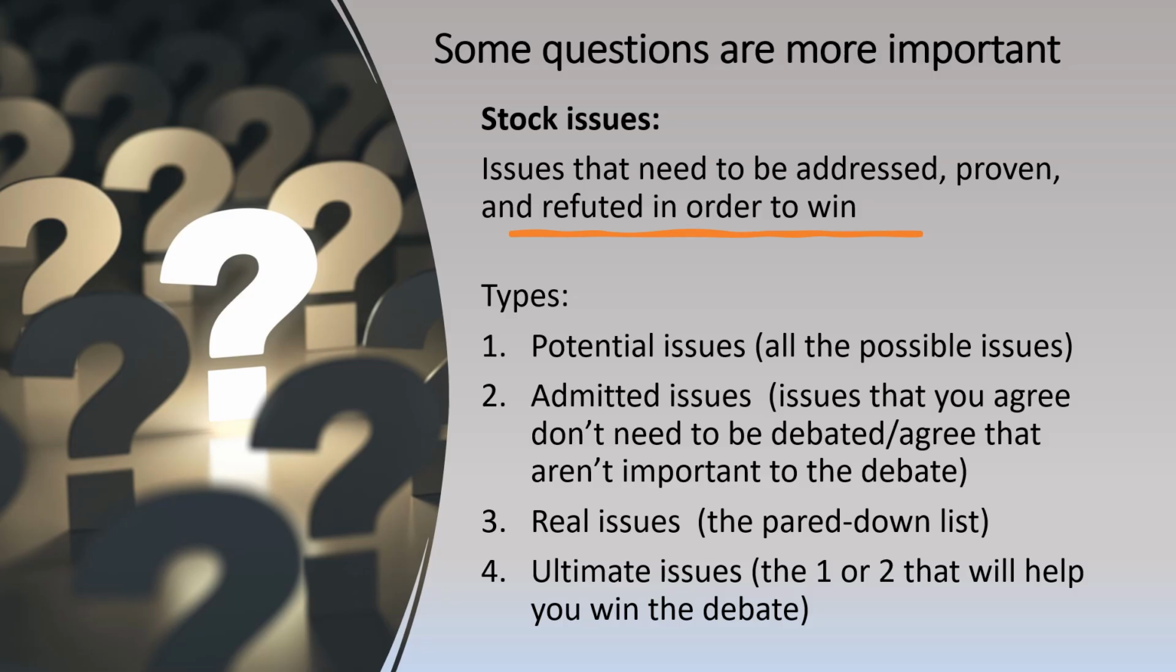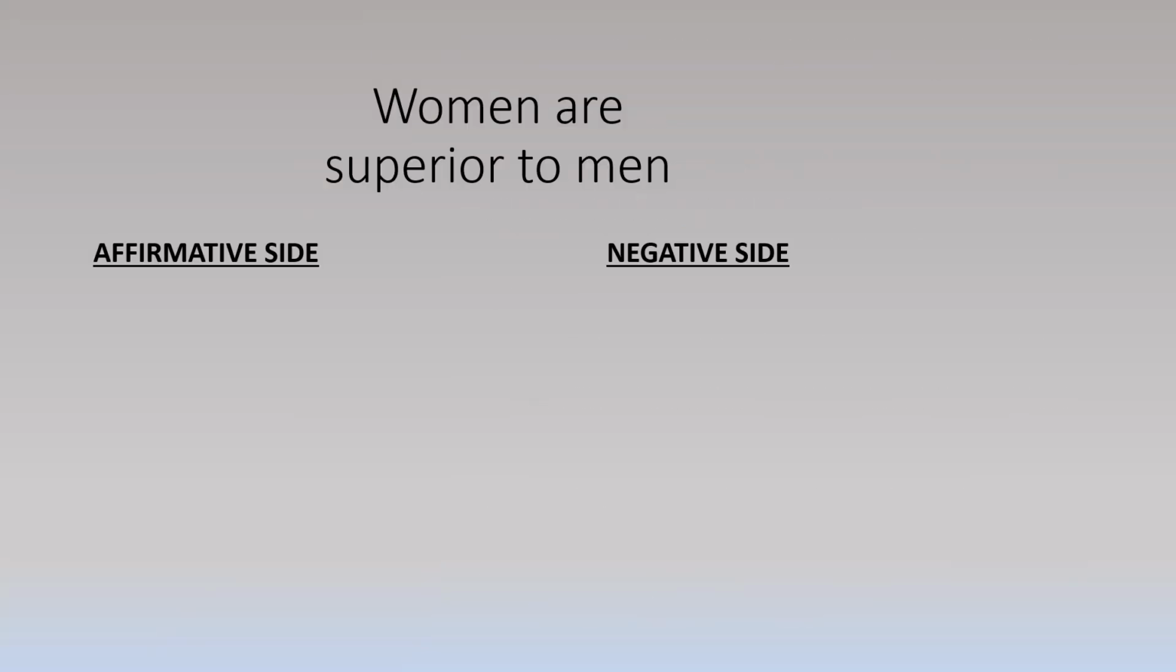Probably not more. So now we're up to finally what are called ultimate issues. The ultimate issue, or ultimate issues, usually more than one, are the one or two issues, or maybe three, that will help you win the debate. And it's kind of like in a job interview, it's that one question that you nail. And it's like, yes, I have this job, or I have this internship, based on this answer right here. So let me show you how this works.